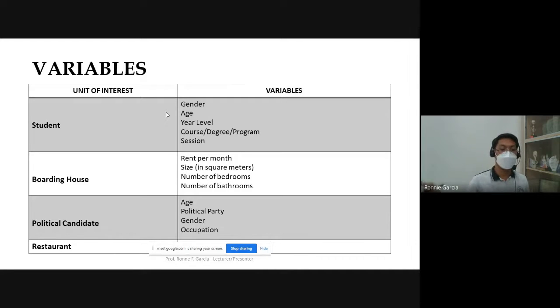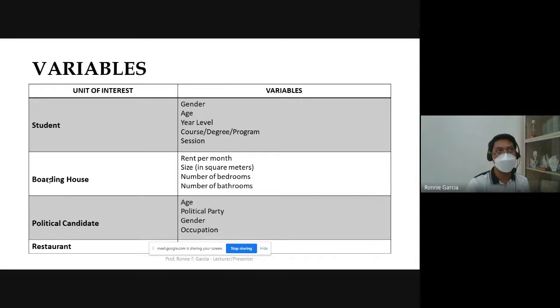Kung naay mga sectioning. For example, sa college, ay section A, B, C, and so on. So you have a lot of examples. Let's proceed to the boarding house. Another unit of interest. Kung boarding house ang sadihan ninyo, pwede object. Unit of interest can be person. It can also be object. So kung boarding house, that can be a unit of interest.